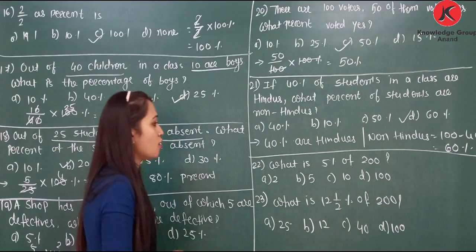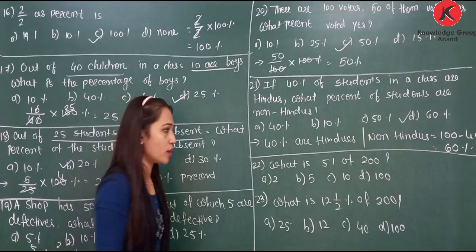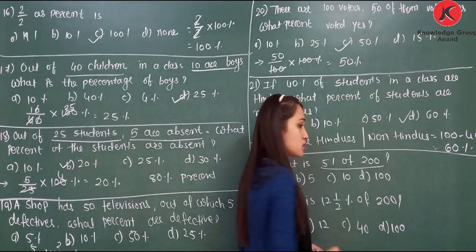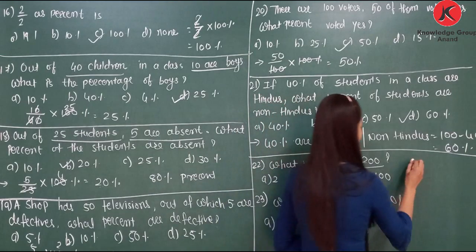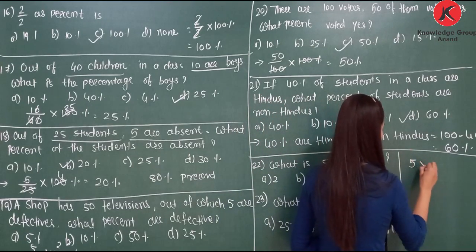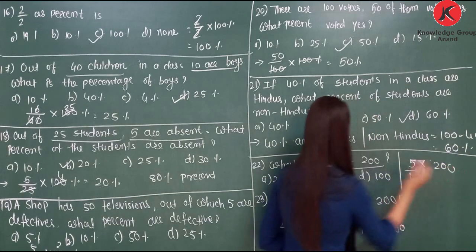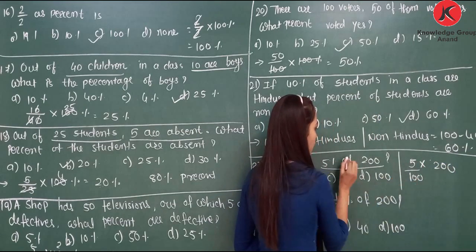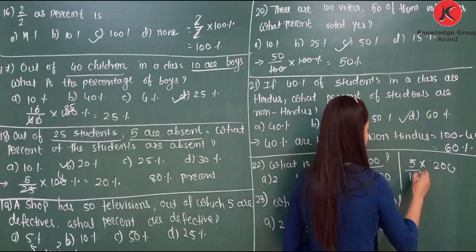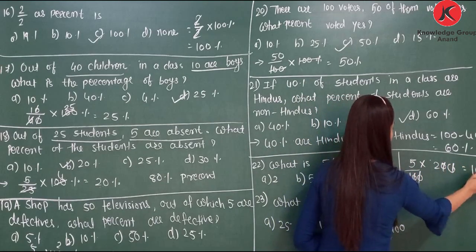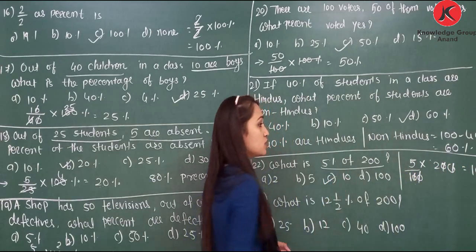Now next one, what is 5% of 200? 5% of 200, 5 divided by 100 multiplied by 200. 5% means 5 by 100, of means multiplication, 200. So that is 10. So option C.